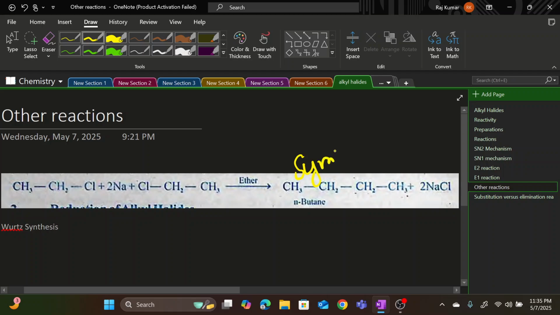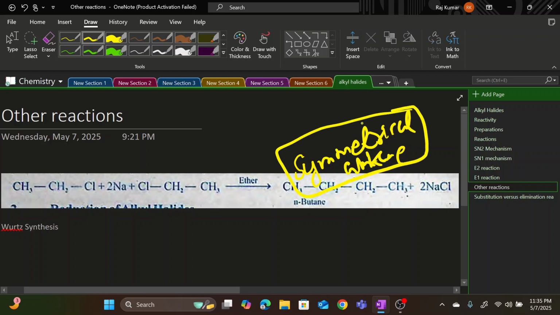A symmetrical alkane. And that symmetrical alkane is pretty useful for industrial purposes. And that was given by a scientist named Wurtz, known as the Wurtz synthesis.